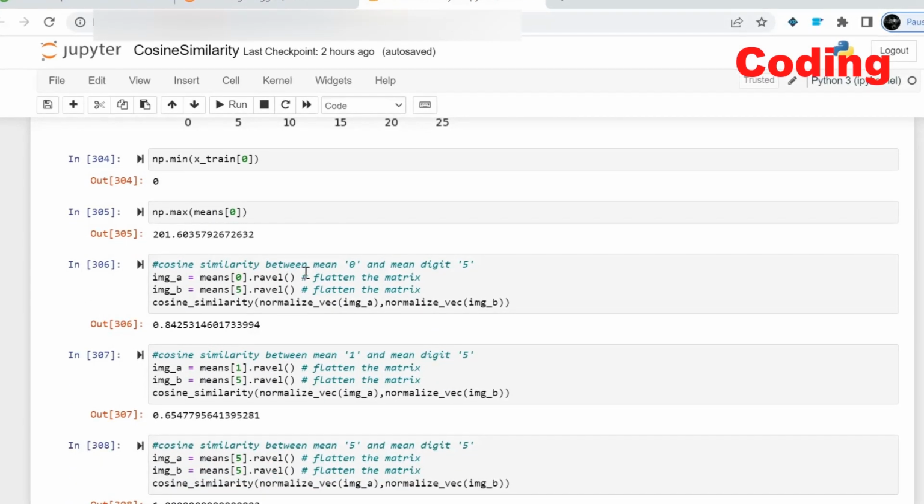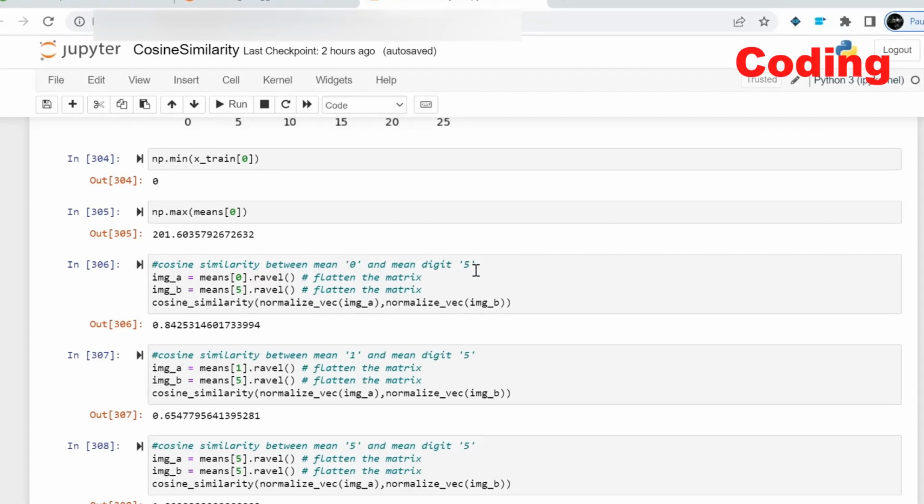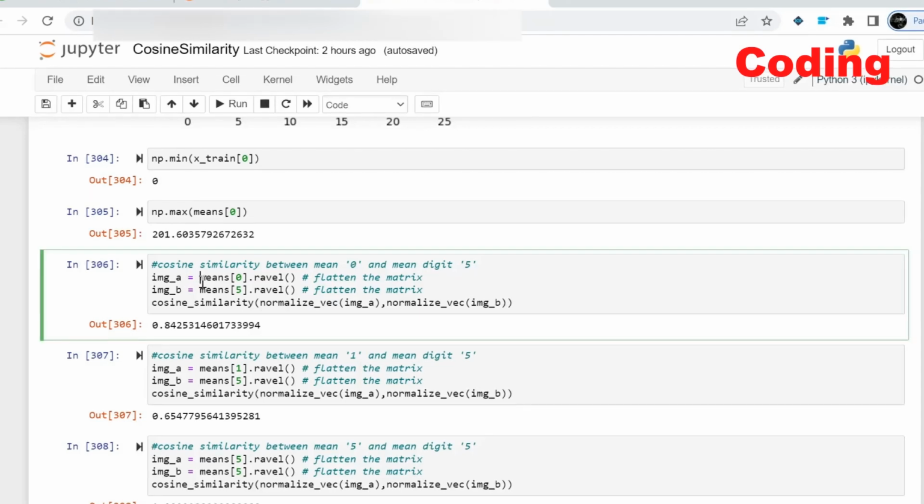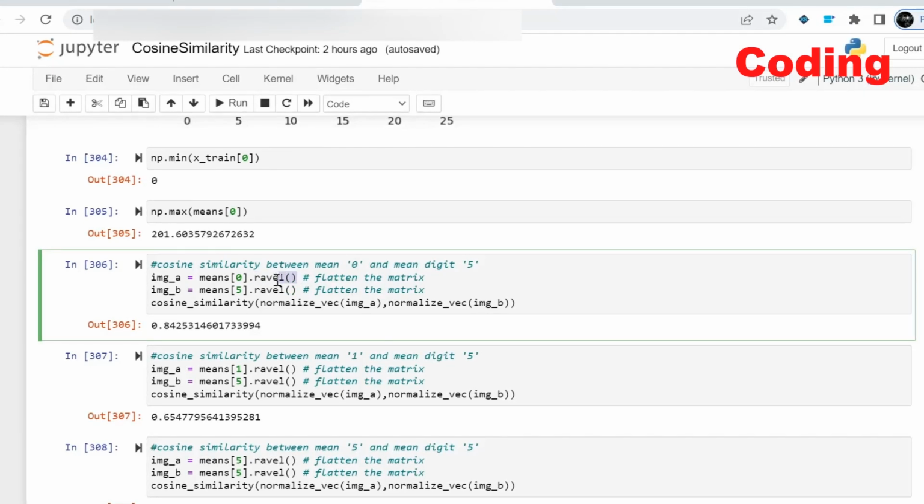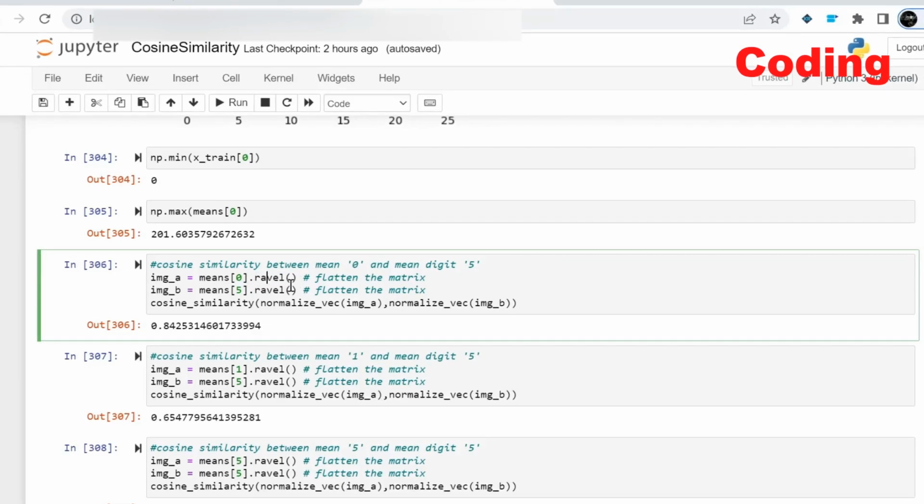Now we'll try to find the cosine similarity, and to do so, we first flatten the image, which is a 2D matrix. If we use the ravel function, it will flatten the 2D matrix image to a single dimensional image and make it a vector.